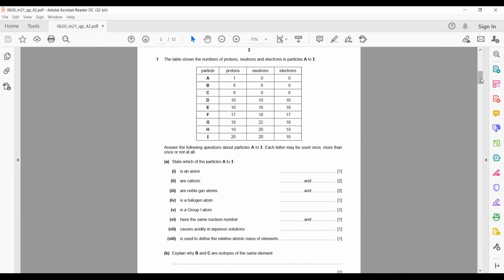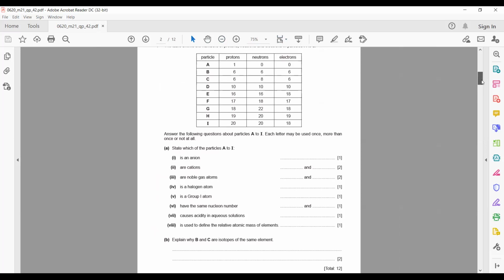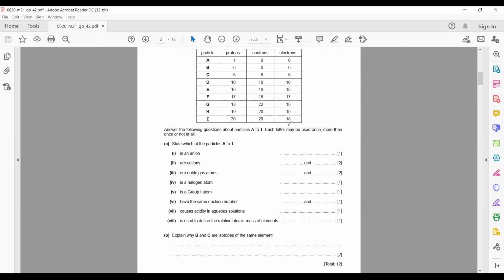In the first part, they're asking which one is the anion. Anion means a negative ion. So a negative ion will have more electrons. So which is having more electrons when we check? So E is having more electrons, as you can see. Then which is a cation? The term cation means the positive ion. So a positive ion has more protons and fewer electrons. So that will be A and I.